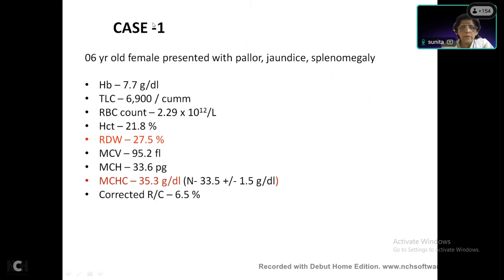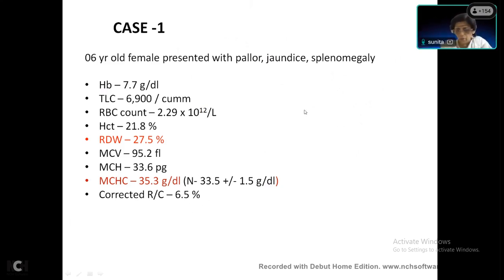So here normally is around 11 to 14%, but it is quite high. Another thing is the MCHC, which is 35.3 gram per deciliter, and normally the upper limit is 35. So there are very few anemias which present with high MCHC, which we'll read further. And the corrected retic is also high, so it shows that there is a triad of pallor, jaundice and splenomegaly. The corrected retic is high. That means it is possibly a child with an inherited hemolytic anemia and the marrow is responding adequately.